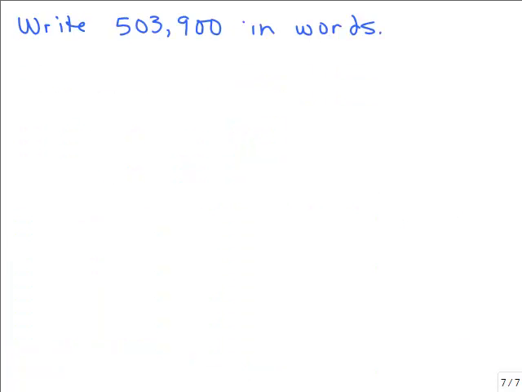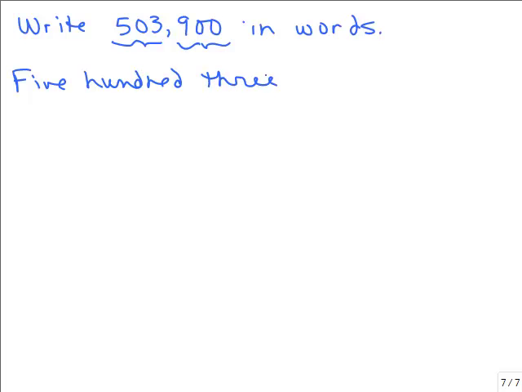Okay, here's another one for you to try. Write this number you see in words. Put the video on pause and try it on your own first. Okay, here we go. So we've got this grouping. There's only 2 groupings, right? The first one, how do you read this? We've got 503.